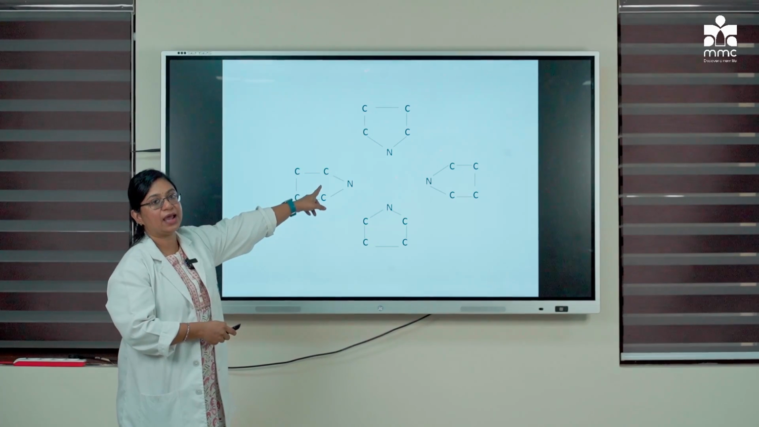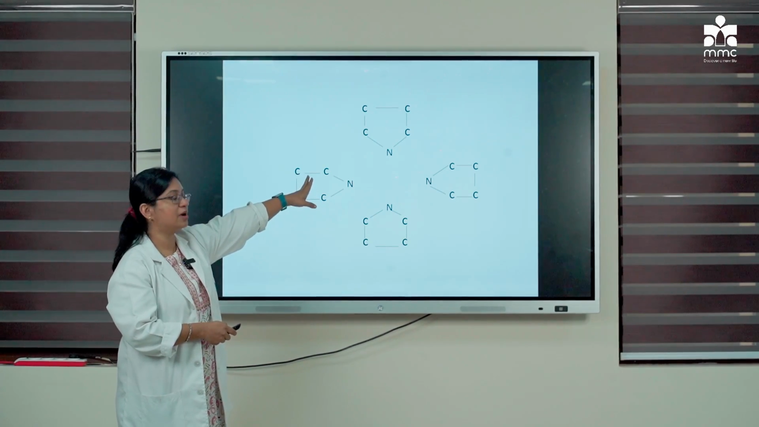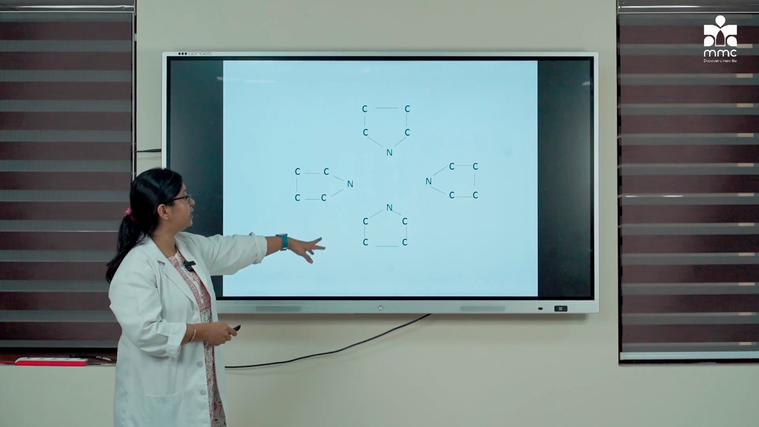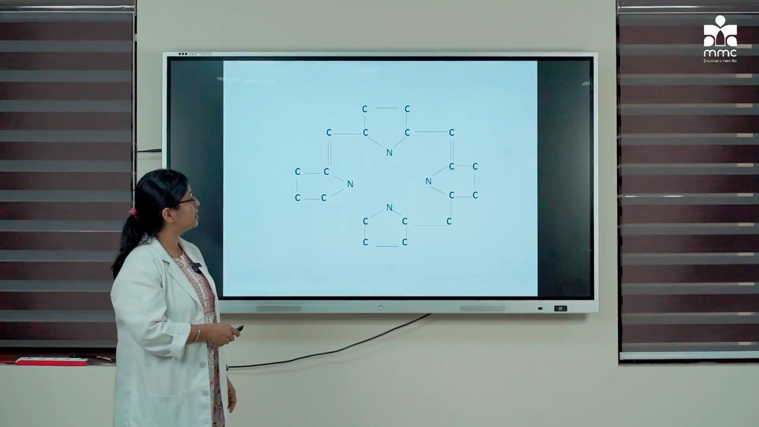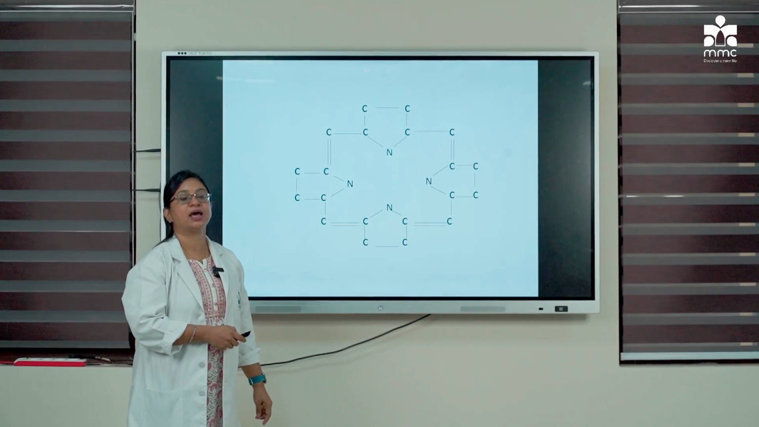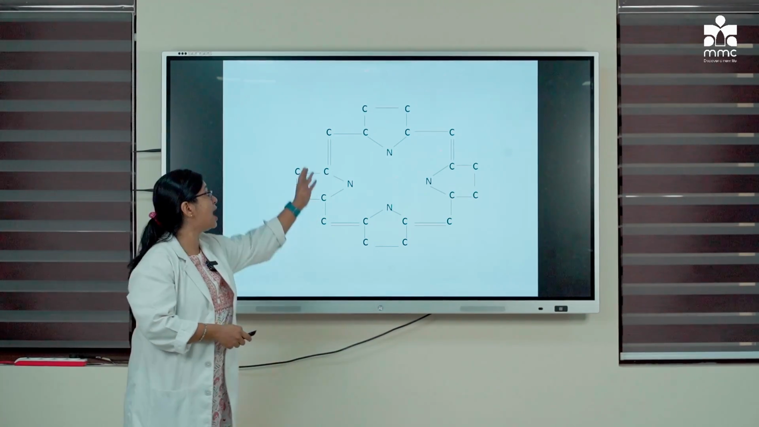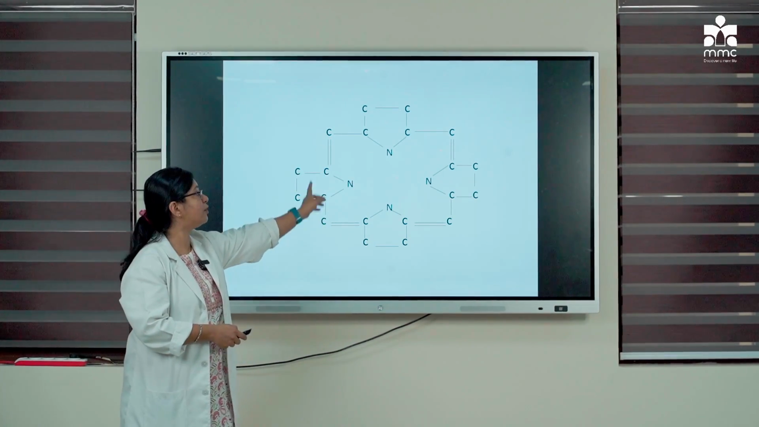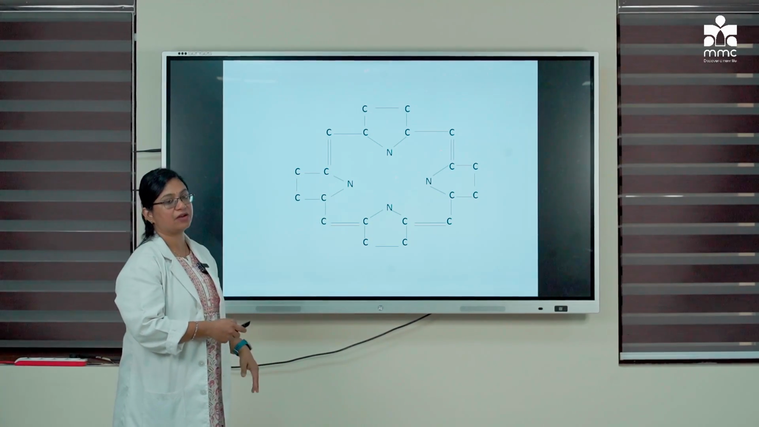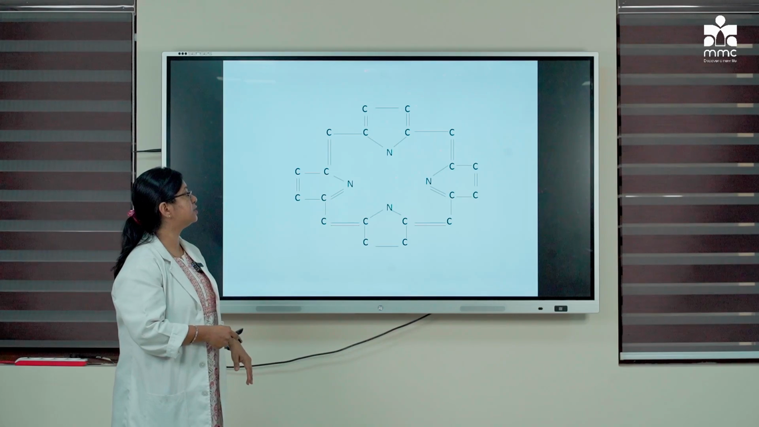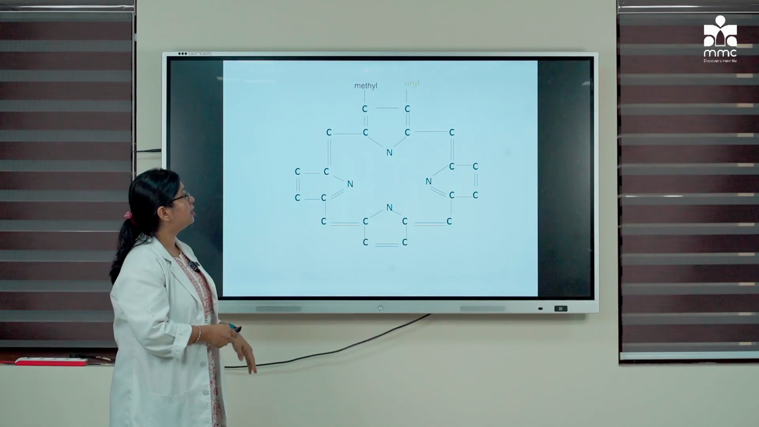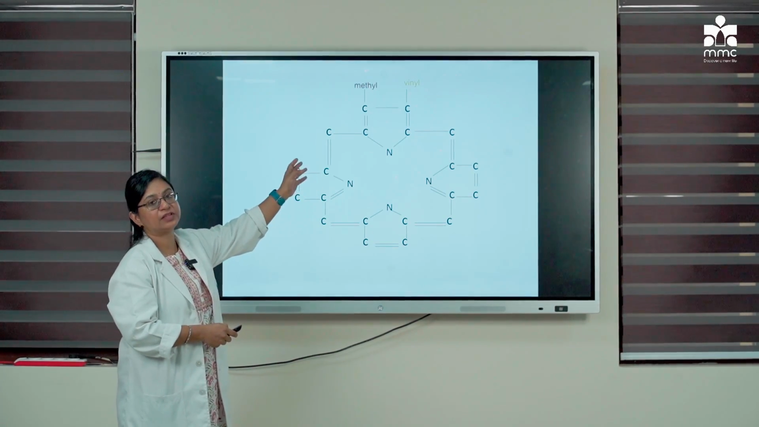Each of the rings has a number, numbered as Roman numerals 1, 2, 3 and 4. They are joined together by methylene bridges, and these methylene bridges are labeled as alpha, beta, gamma and delta. So, rings 1, 2, 3, 4 and methylene bridges alpha, beta and gamma. And in the center of the structure you have iron, and in the periphery you have the side chains.